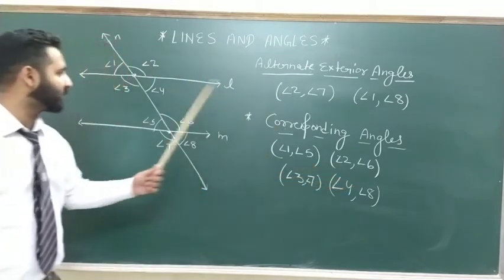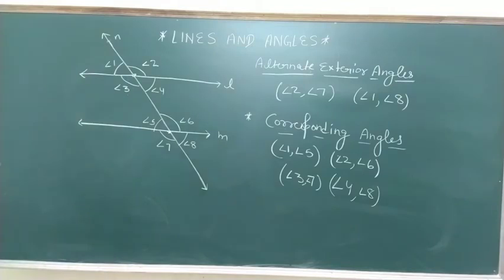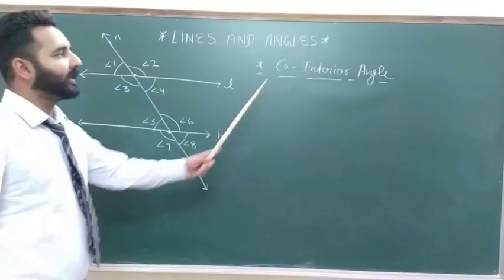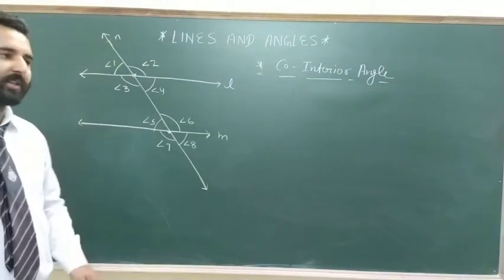And angle 4 is equal to angle 8, the reason will remain the same. So I hope vertically opposite angles, alternate interior angles, alternate exterior angles and corresponding angles are clear to you. Now let us discuss co-interior angles. The meaning of co here is consecutive, meaning continuously interior.